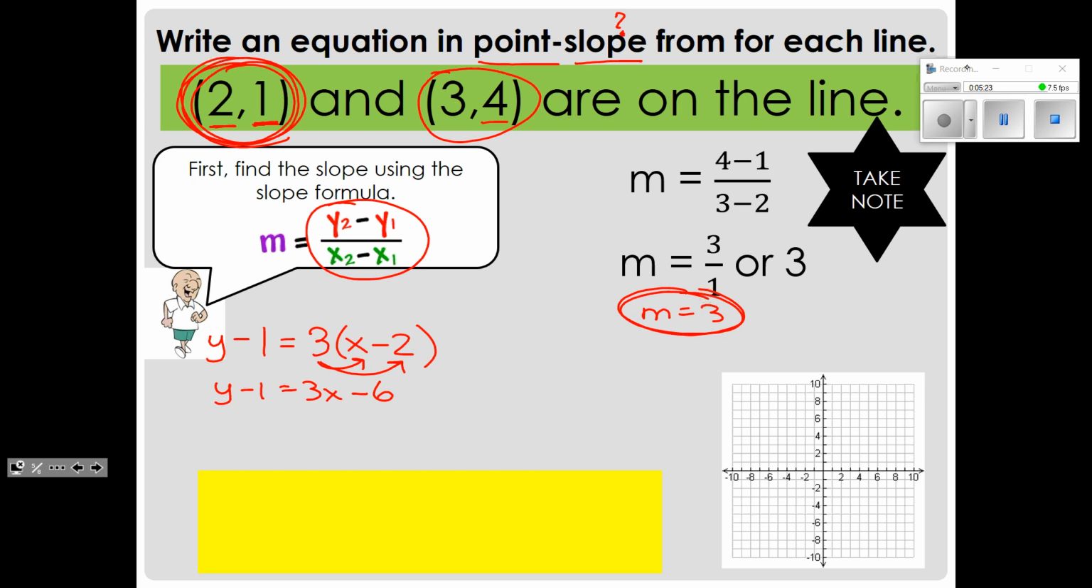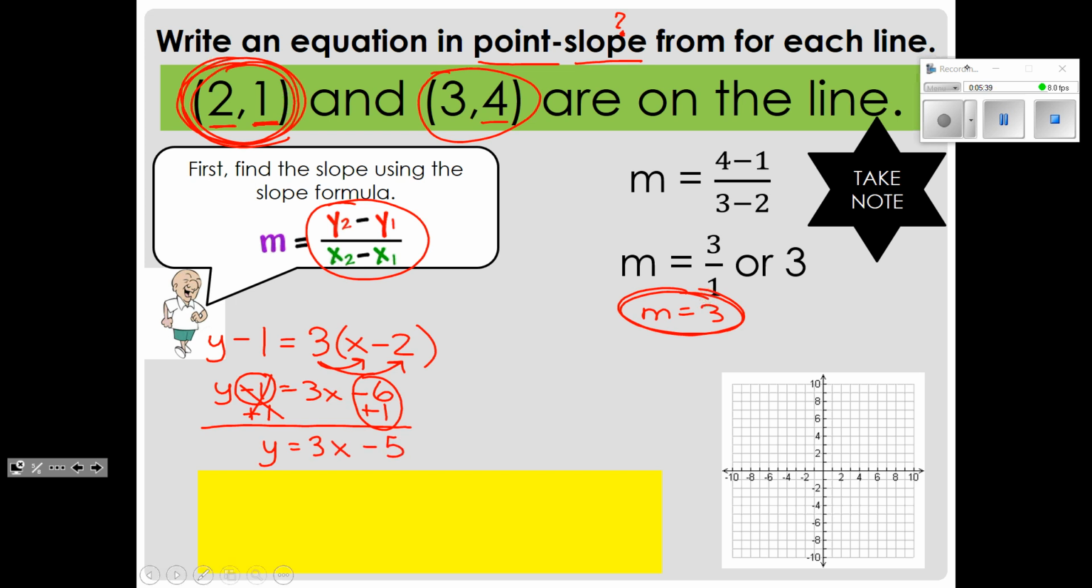In order to get y by itself, I have to move this negative 1 to the other side by adding 1 to both sides, and I'm going to add it to the like terms over here. That gives me my equation in slope-intercept form.